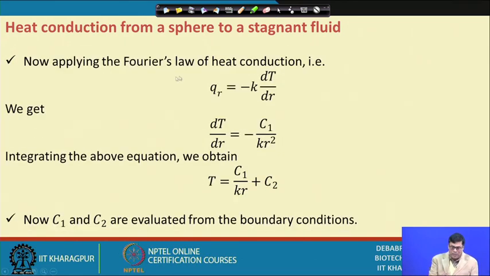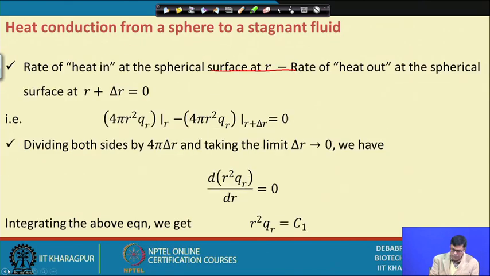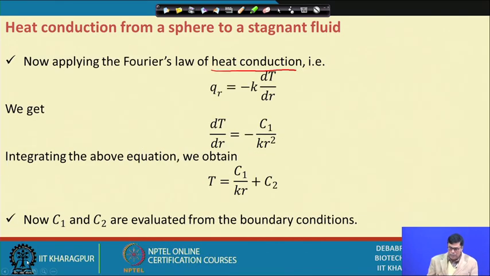Now, by applying Fourier's law of heat conduction, we can write q r equal to minus k dT by dr, and then we can write dT by dr equal to minus C1 by k r square. We can write this in this form. We have seen this before also. Then our final equation will be T equal to C1 by k r plus C2.